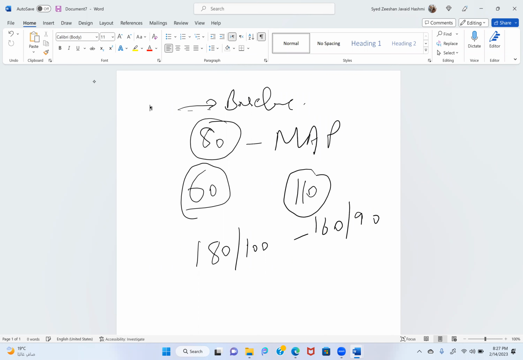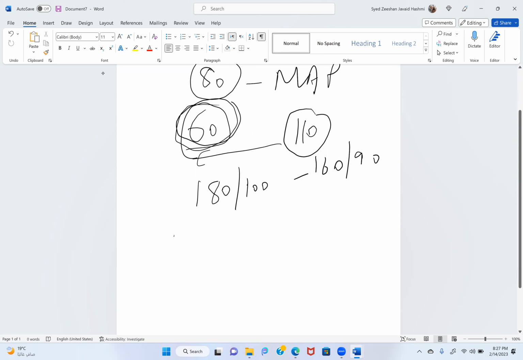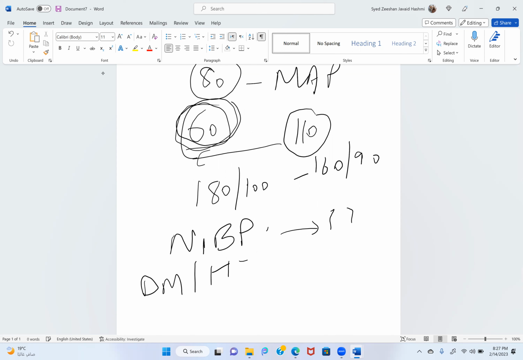Now if you keep this patient persistently around 60 for 3 to 4 hours, especially when you are using non-invasive blood pressure, this can create a problem, especially if the patient has comorbidities like diabetes or hypertension. So this is a very, very important consideration.